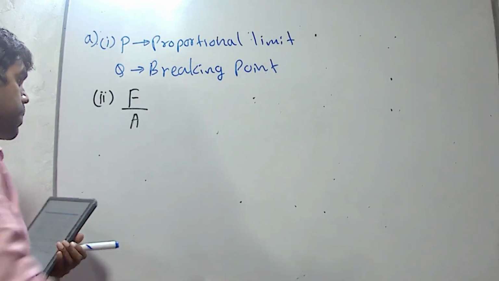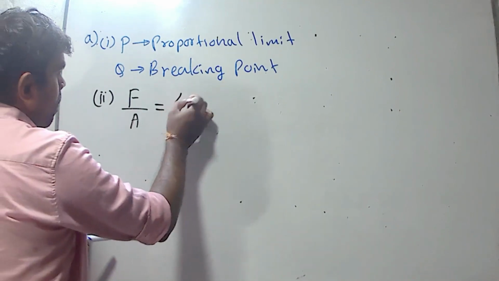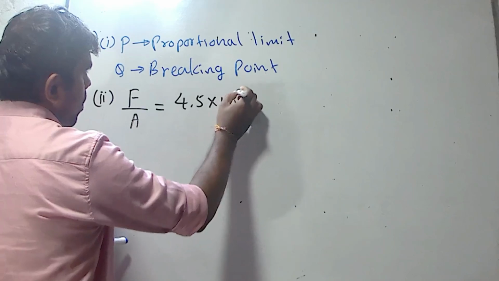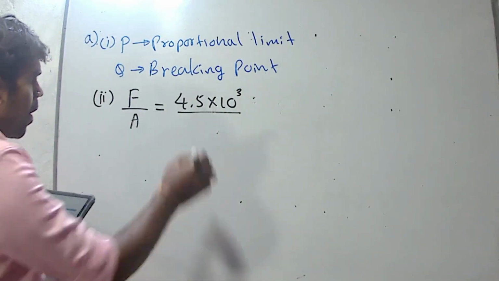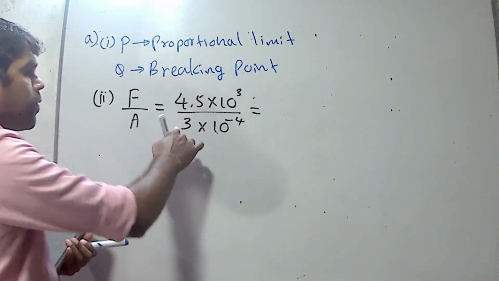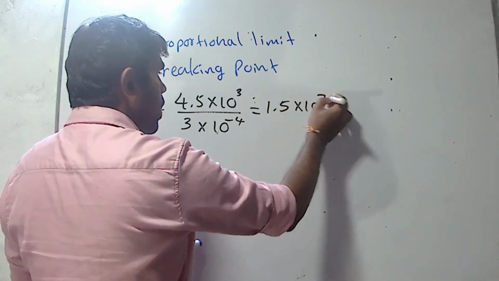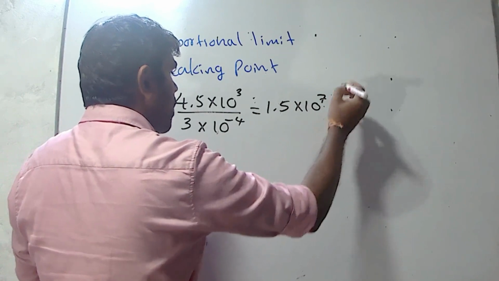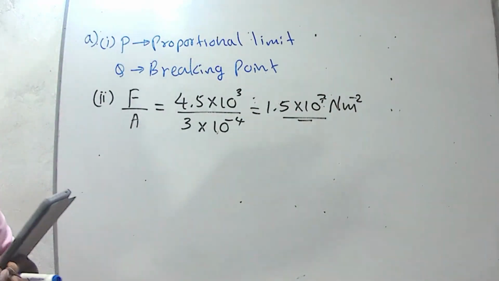F over A is the tensile stress. Force is 4.5 × 10^3, area is 3 × 10^-4. Then we can simplify: 4.5 divided by 3 is 1.5, so the stress is 1.5 × 10^7 Newton per square meter. Force divided by area, unit Newton per square meter.